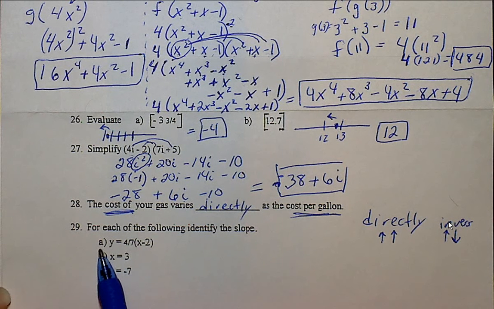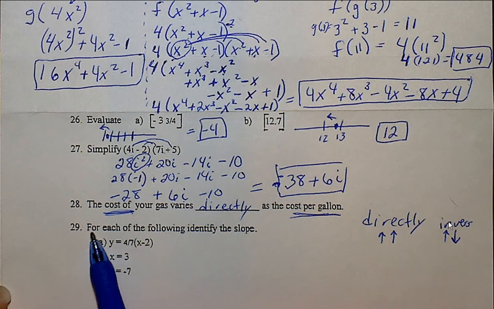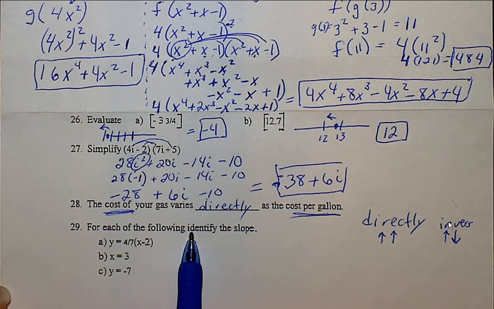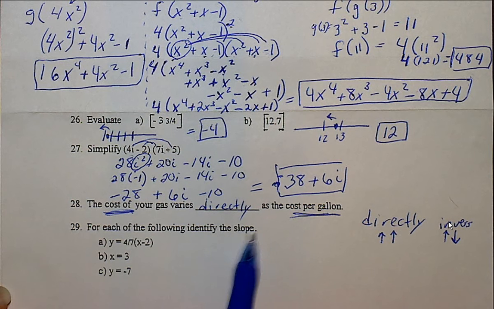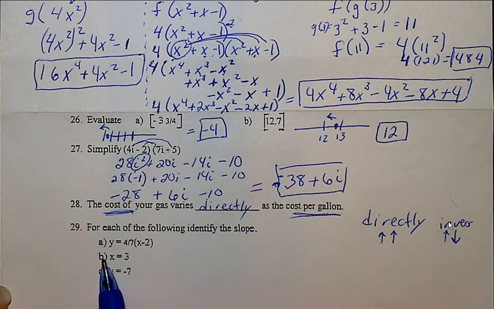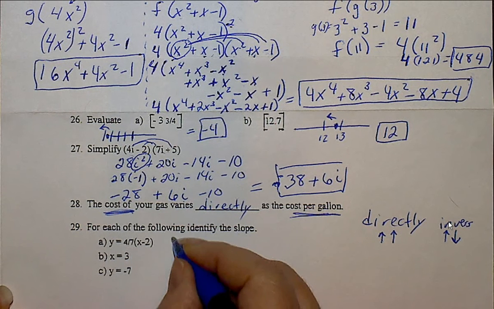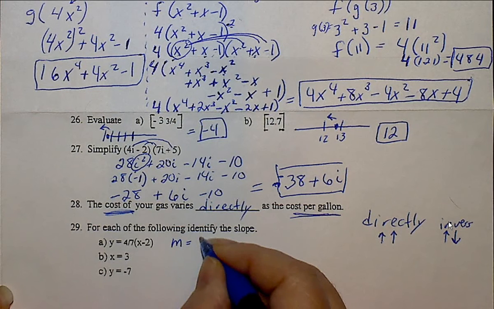Here we also have, for each of the following, identify the slope. So all we're looking for is the slope of this. Alright, so the first one, your slope is always in front of your x. So your slope of the first one is 4/7.